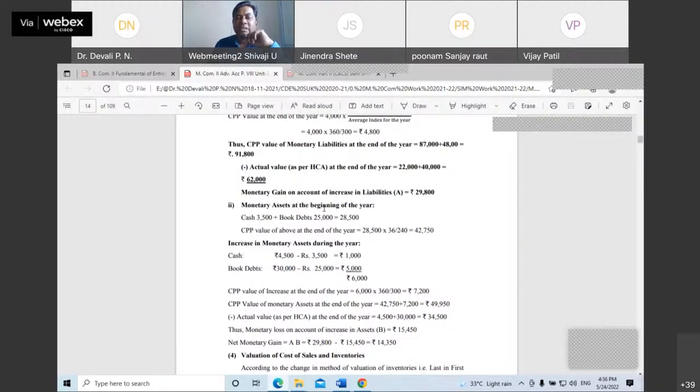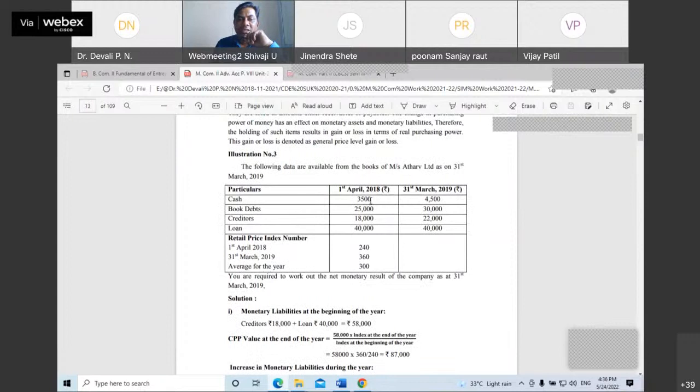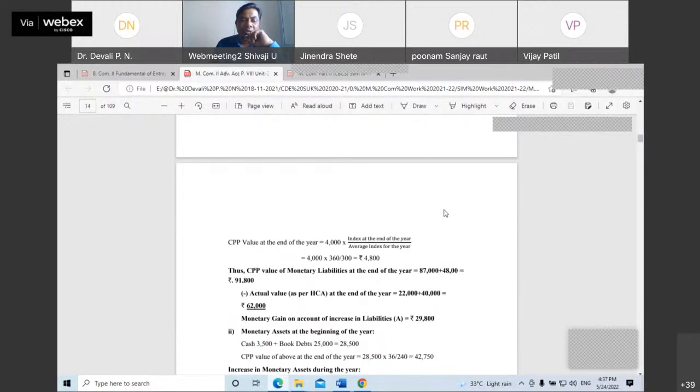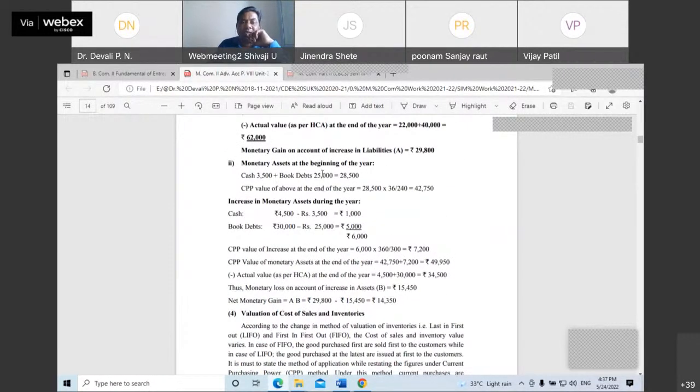Now second, monetary asset at the beginning. As like this, we have to continue the same. Now see what assets are given here. Cash is given 3,500. Book debts are given 25,000. Book debts mean debtors. 3,500 plus 25,000. And at the end of the year, 4,500 plus 30,000 is there. Now we are looking at the monetary asset at the beginning. At the beginning, we are having cash rupees 3,500 and debtors, that is the book debts, of rupees 25,000. So it comes to 28,500.